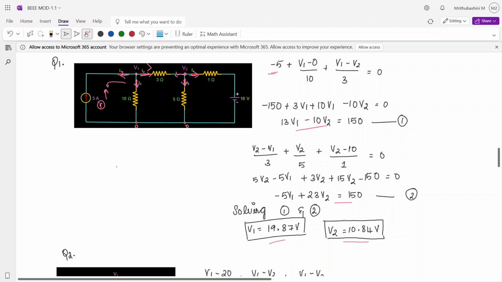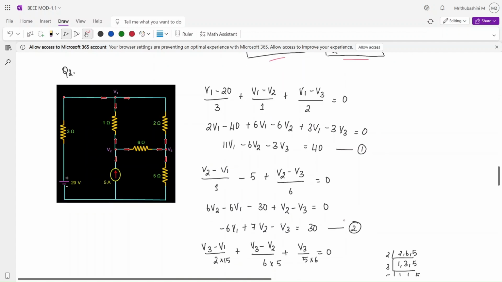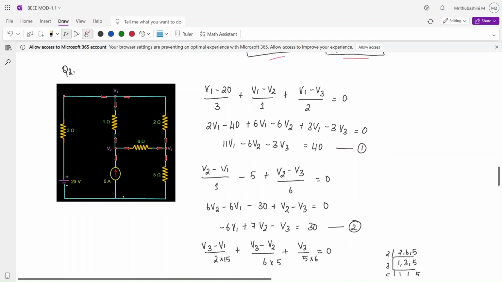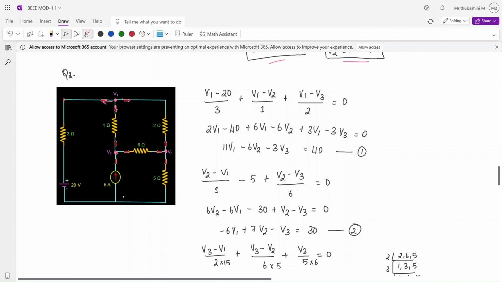It's very simple. If you see the next question, here you can see there are three nodes. What is a node? Three or more branches meet together at a point, and that point is called a node. Here there are three branches meeting together. This is a node, this is also a node, and this is another node. So here there are three nodes, meaning you'll get three equations. If you have two nodes, you'll get two equations. Now we have to draw the arrow marks outside each node, like this.